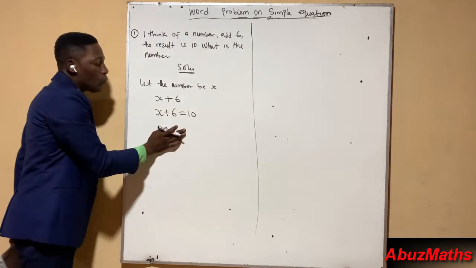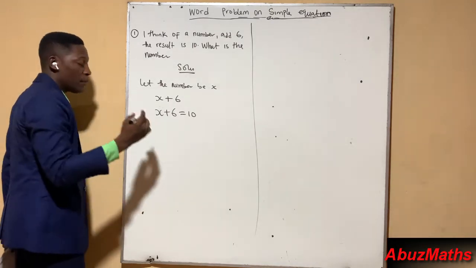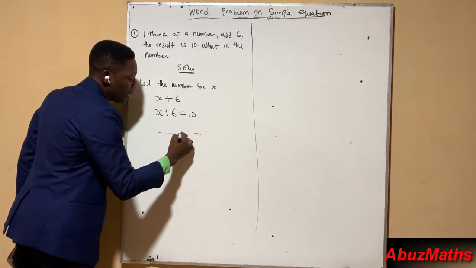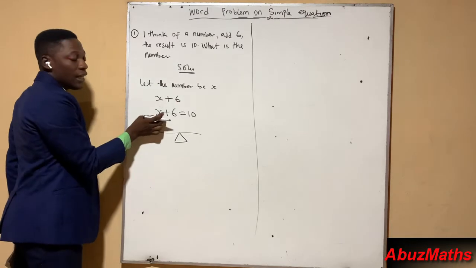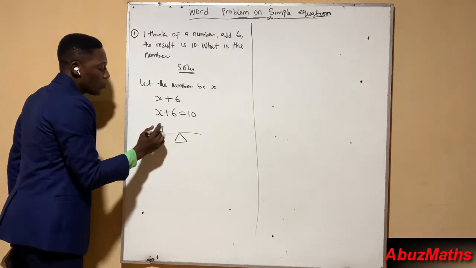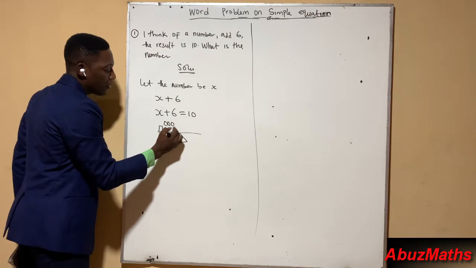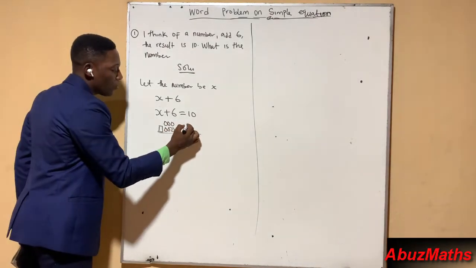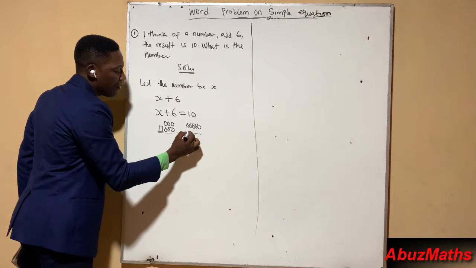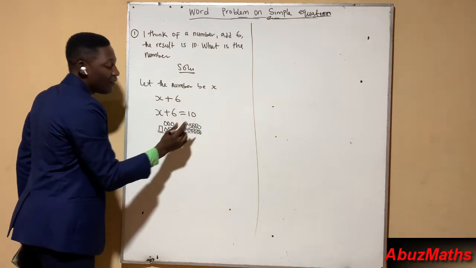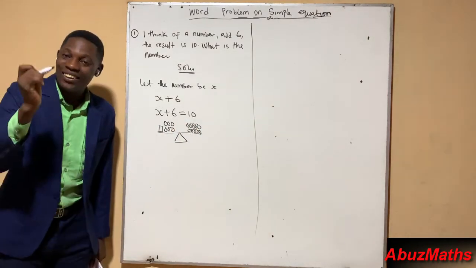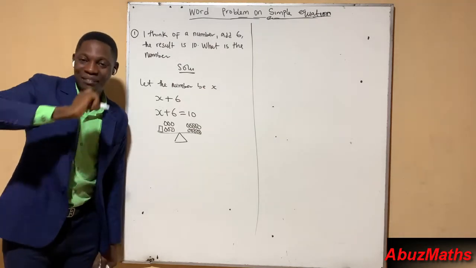Now, let's solve this equation with our basic method, with our balance method that we did the last time. So remember we said X is a box. So we have one box and 6 circles: 1, 2, 3, 4, 5, 6. And here we have 10 circles: 1, 2, 3, 4, 5, 6, 7, 8, 9, 10. Remember the beauty of this? The scale in your kitchen can solve mathematics.